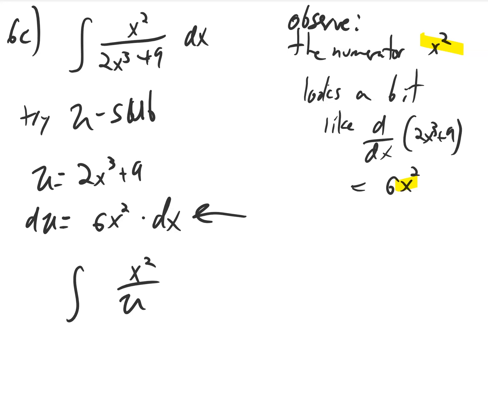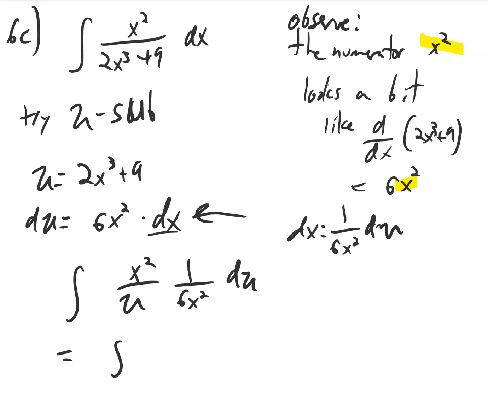But then from this, I get that dx equals 1 over 6x squared du. So I can solve this for dx, treating it like a variable. So then I can replace this dx with 1 over 6x squared du. Now we get some cancellation. These powers of x cancel, and we can pull out the factor of 1/6, which leaves u in the denominator.